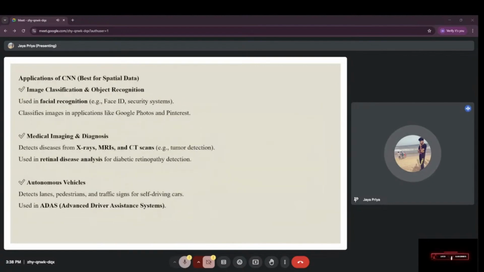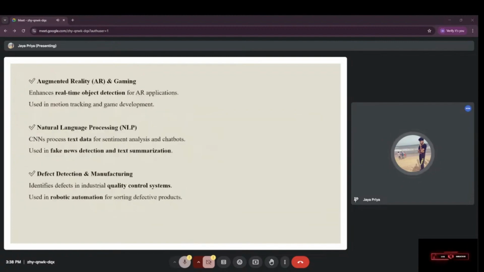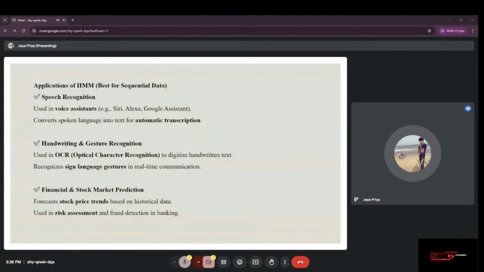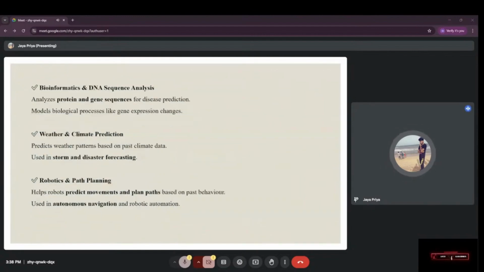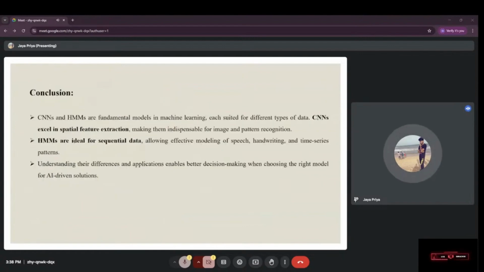These are the applications for the convolutional neural network: image classification, medical imaging diagnosis, autonomous vehicles, and natural language processing. These are the Hidden Markov model applications in real life: speech recognition, handwriting, and financial modeling. Next, weather and climate prediction.